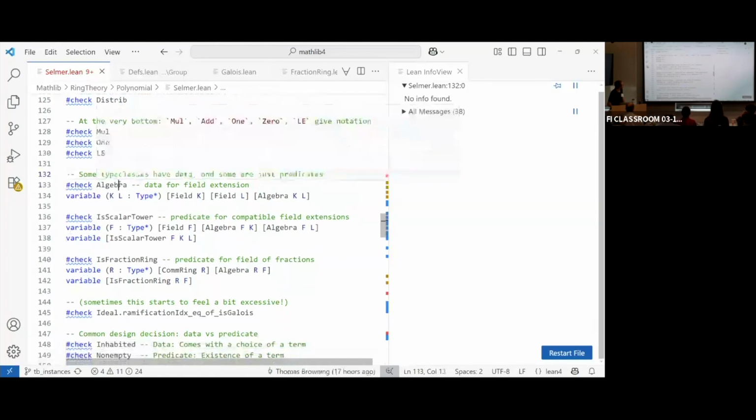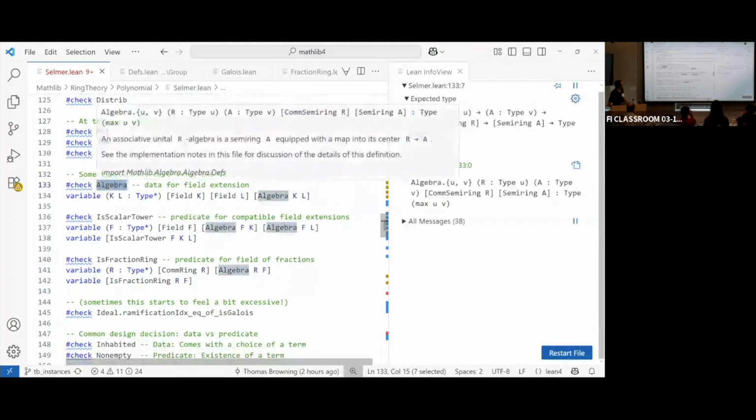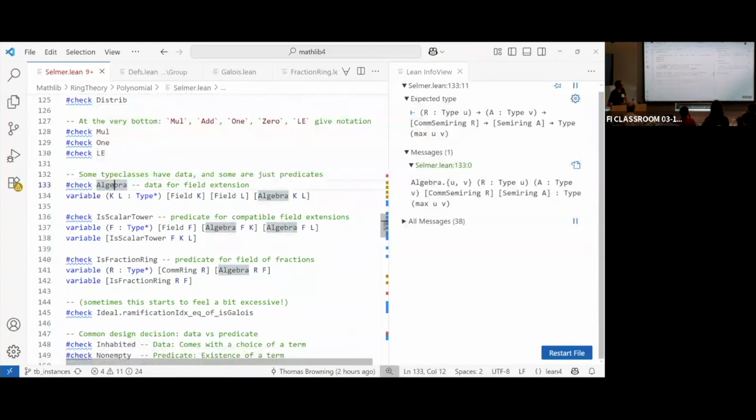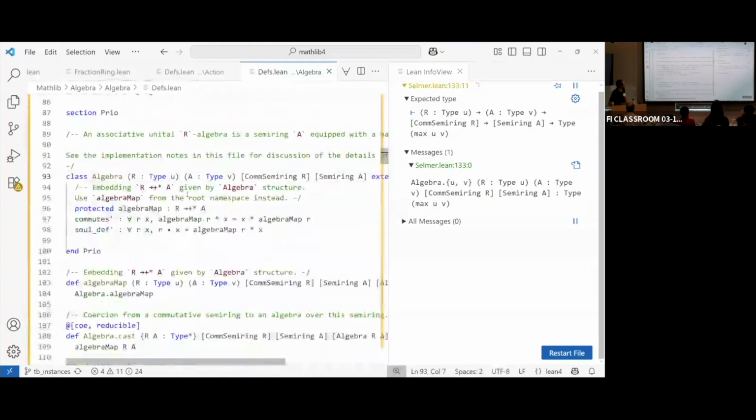So algebra is an example of one of these structures or classes. You can see the definition here. And this is for an extension of rings. You know, one ring, like R is an A algebra, right? It's an extension of rings. And this is an example of a class that has data. What that means is that it actually has a few things.